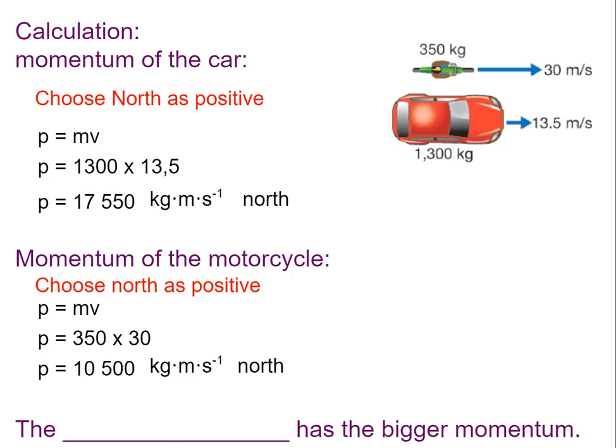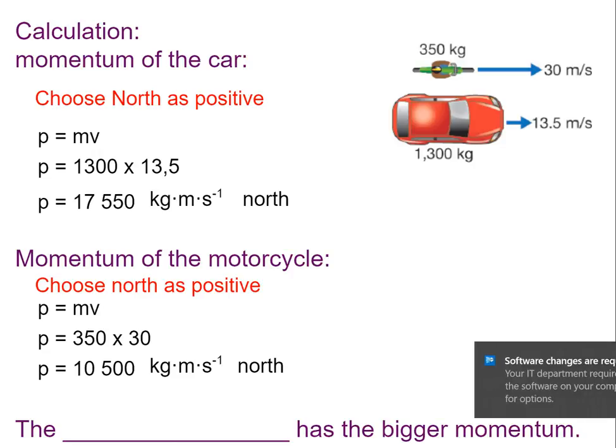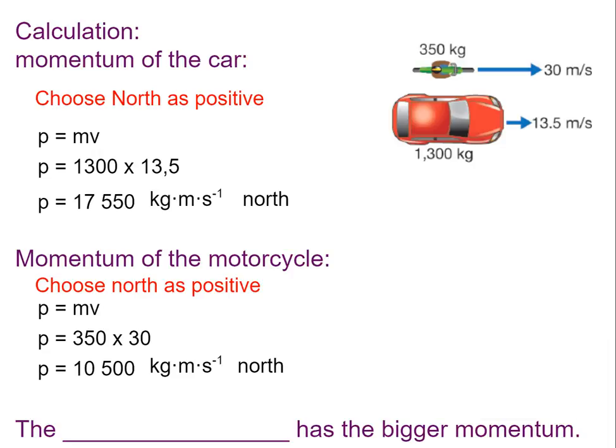So now you can see the momentum of the car is 17,550 kilogram meters per second, whereas the momentum of the motorcycle is 10,500 kilogram meters per second. So I can see that the momentum of the car is much greater than the momentum of the motorcycle.